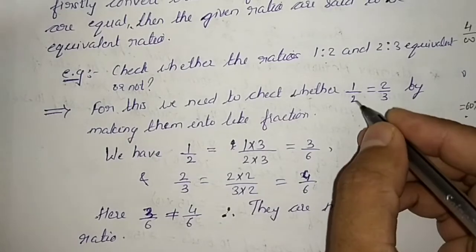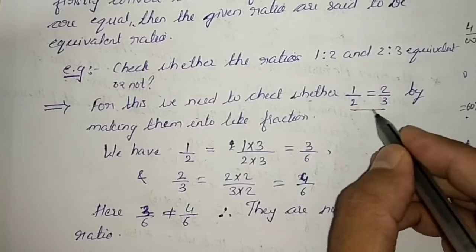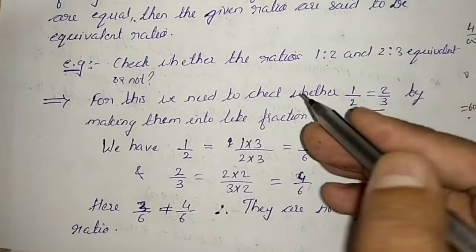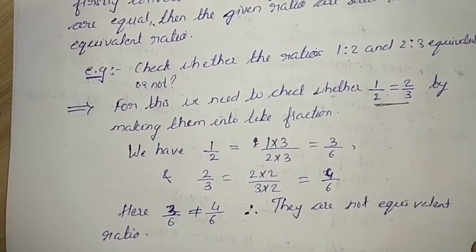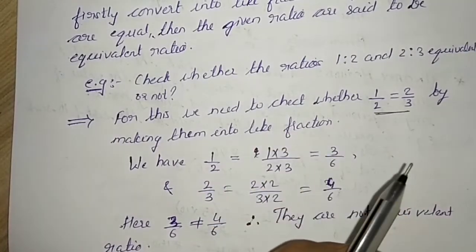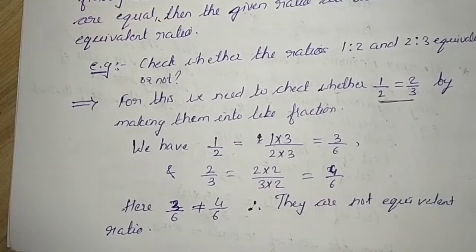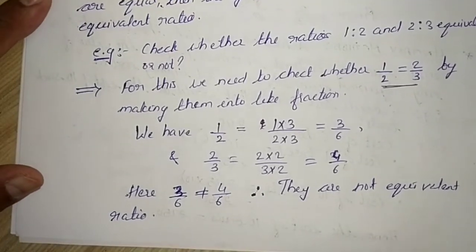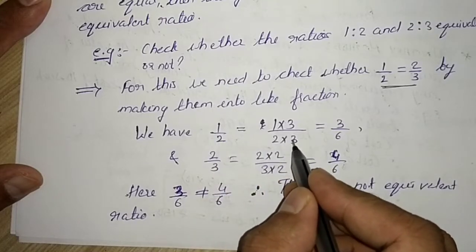For example, they are telling you to check whether the ratios 1 is to 2 and 2 is to 3 are equivalent or not. What will we do? We have to check whether 1 is to 2 is equal to 2 is to 3 or not. But they are unlike fractions. So we will convert them into like fractions, which we have studied in the fraction chapter in the first semester. For converting these two into like fractions, we take the LCM of the denominators 2 and 3, and the LCM is 6. So convert the denominator to 6. What are we supposed to do? We should multiply by 3.